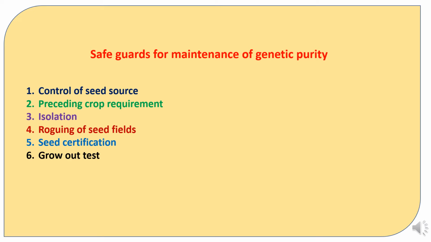Now to study safeguards for maintenance of genetic purity. The important safeguards for maintaining genetic purity during seed production are: first, control of seed source; second, preceding crop requirement; third, isolation; fourth, rouging of seed fields; fifth, seed certification; and sixth, grow out test. We will study in detail about each method.